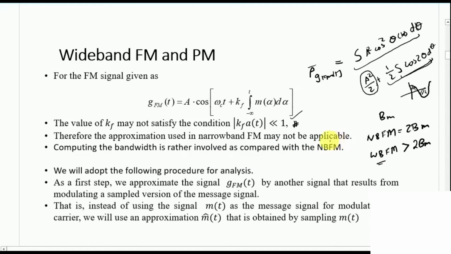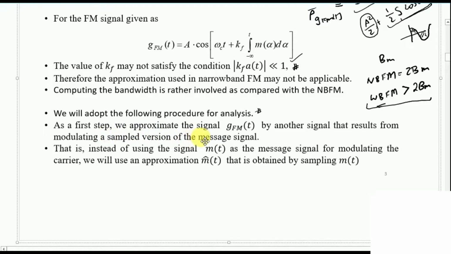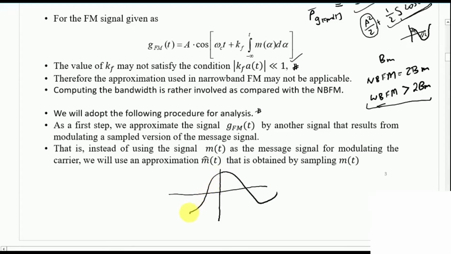In order to determine the exact bandwidth, we have to adopt certain procedures, and then based on those procedures we would eventually get the bandwidth. As a first step, we approximate the signal phi FM of t by another signal that results from modulating a sampled version of the message signal. So by this what I mean is that if I have a message signal, for simplicity, I'm just considering one single tone message signal. So this is our m of t.